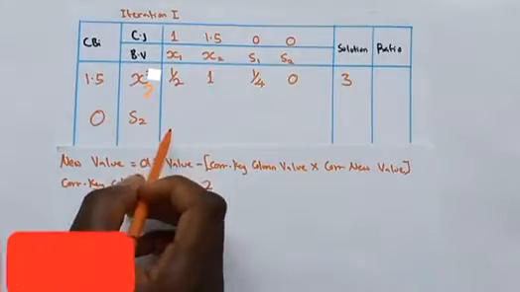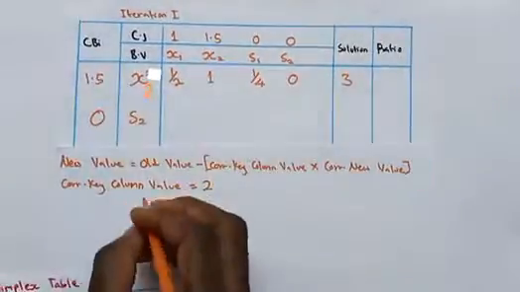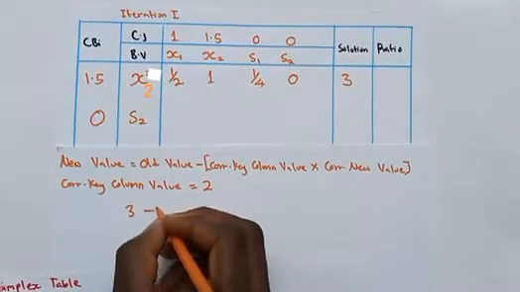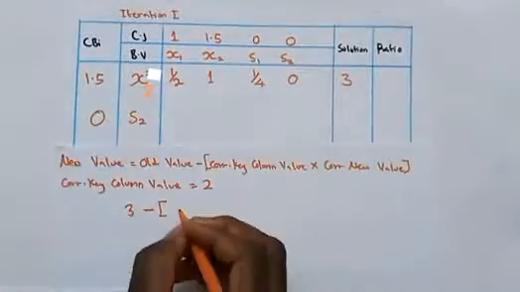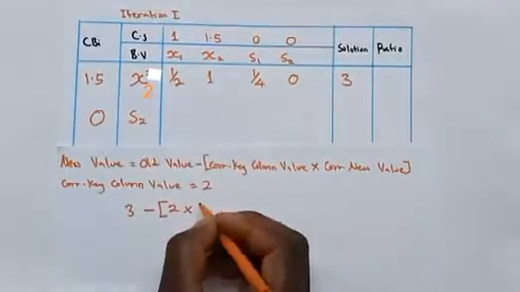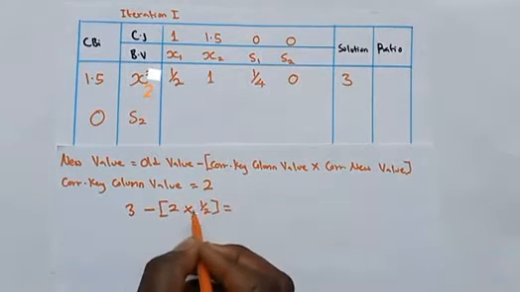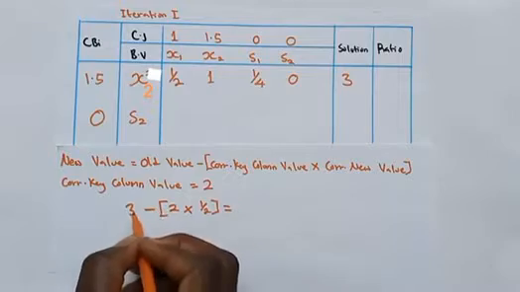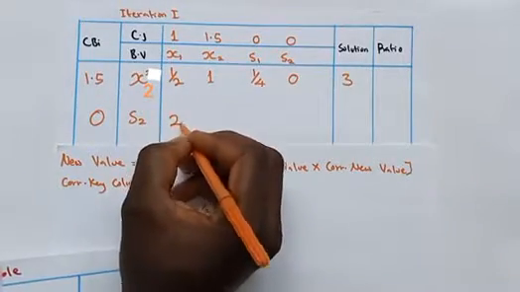So to get the new value at this point, what is the old value at this point? 3. So 3 minus the corresponding key column value for this whole row, which is 2, multiplied by the corresponding new value, 1 over 2. 2 multiplied by 1 over 2 is 1. 3 minus 1 is 2. So the new value for this position is 2.